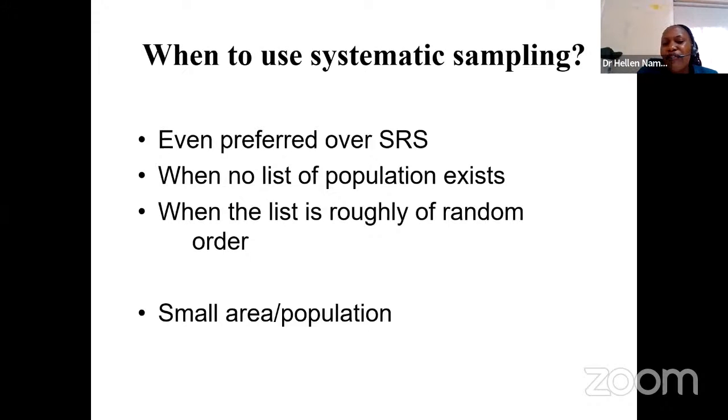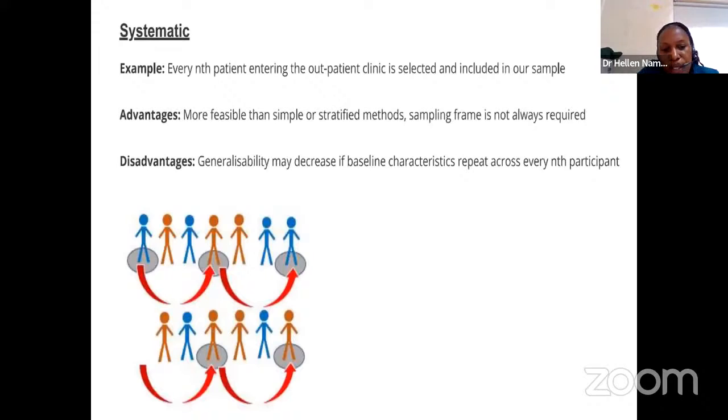And when you don't have the list, when the population list does not exist. So in other words, you're not so certain of the big population, and you can still use it as well when you're using a small area. Okay, so this is what I was referring to when I was talking about somebody in the kth position.